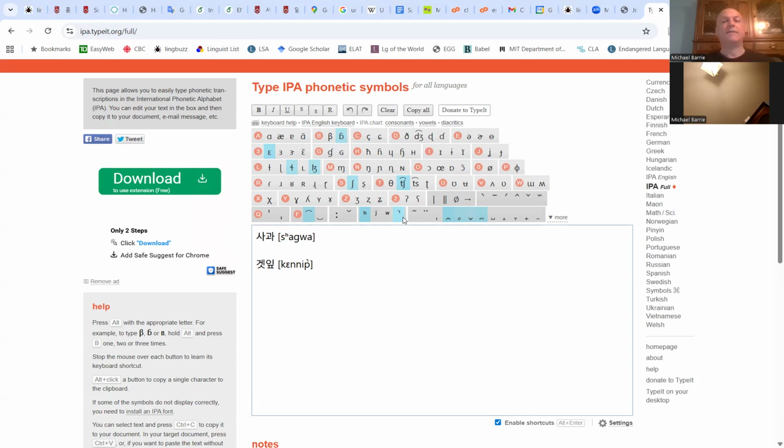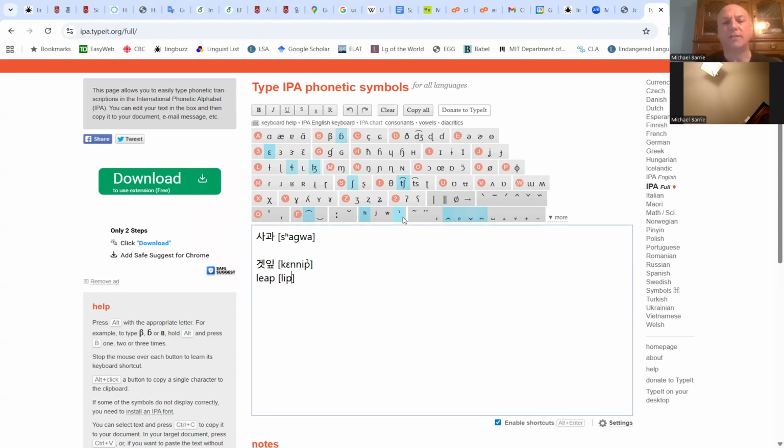Now, if we think about word-final or syllable-final consonants in Korean, they're often unreleased, especially in word-final position. So if we compare the Korean word genni to the English word, say, leap, which we would write like this, leap.